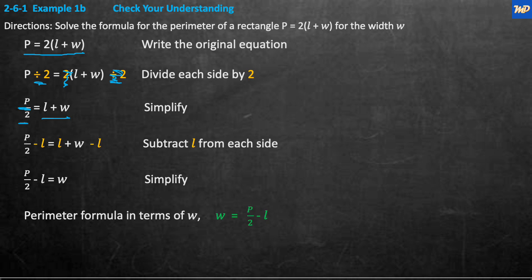So now what do we do? Well, we have to get the W by itself. So we have to move the L. And we do that by using the subtraction property of equality. So we're going to subtract L from both sides. So we have P divided by 2 minus L. And on the other side, it's equal to L plus W minus L. So you have L minus L. Those two cancel. And you get P divided by 2 minus L equals W. Here's your answer. W is equal to P divided by 2 minus L.